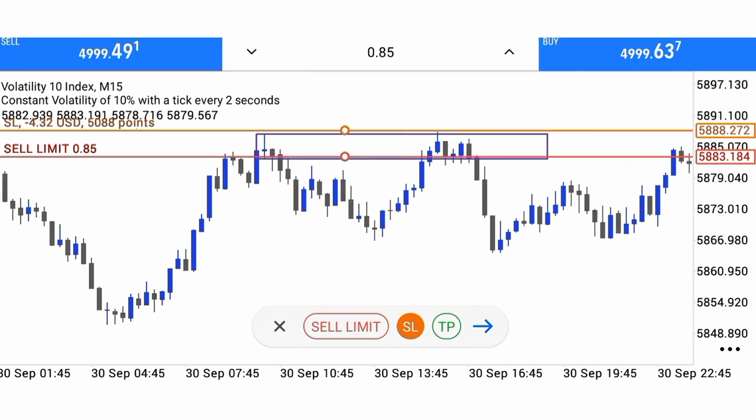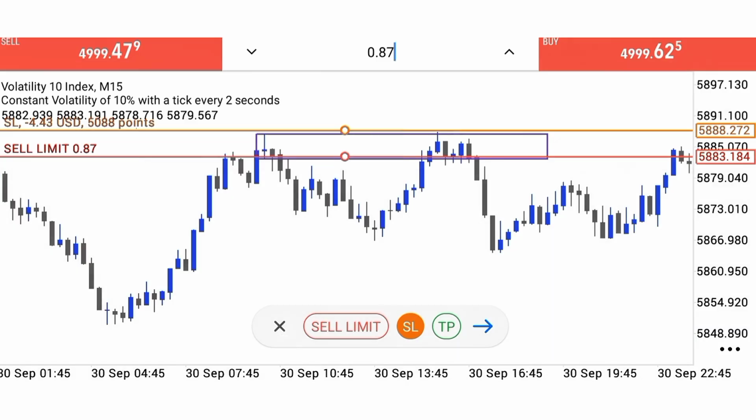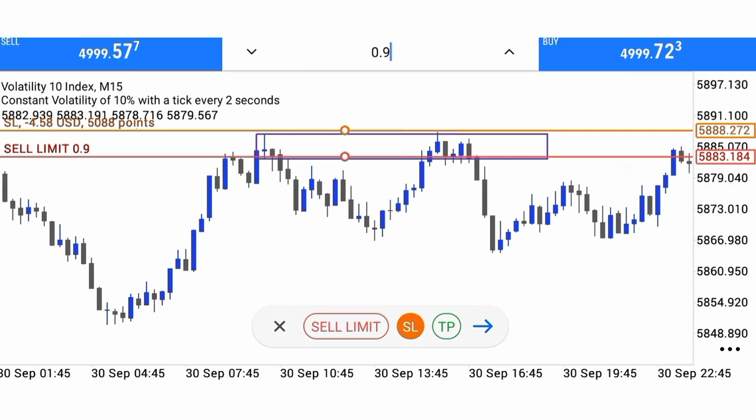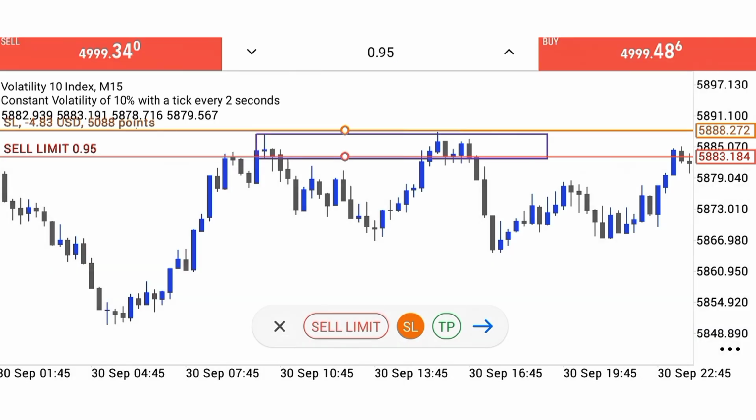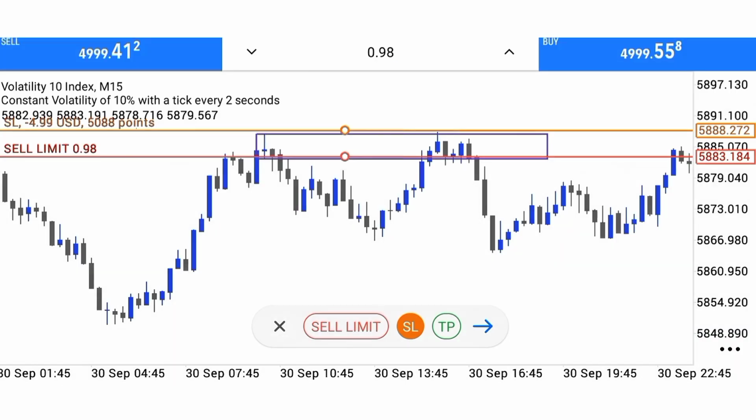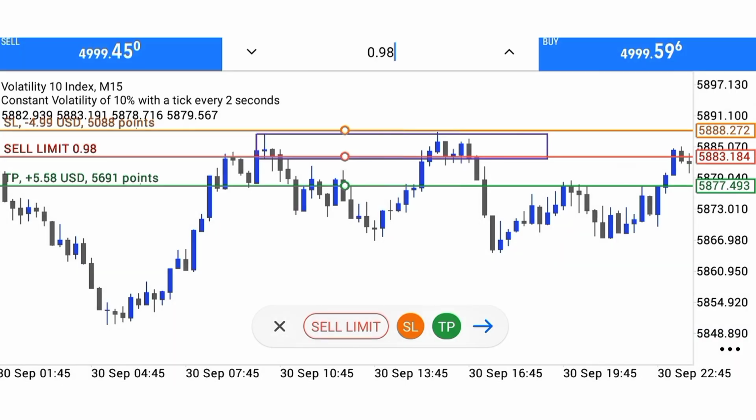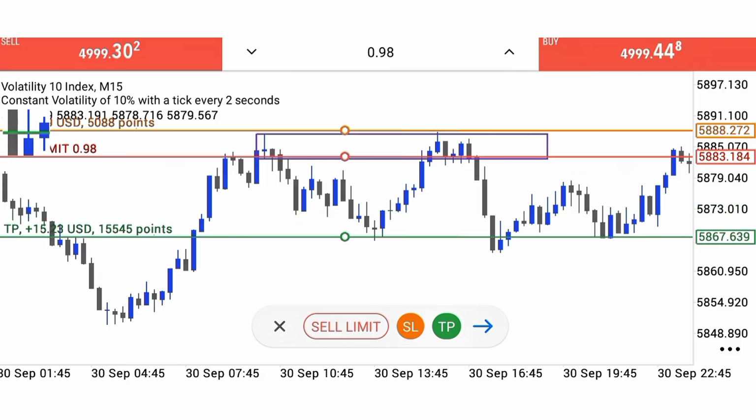Now for me, I would like to increase it a little bit, even if it's a little bit. Let's see if I can get $5. Okay, let me make it 0.9. 0.9 is still not enough. Okay, let's make it 0.95. It's still 4.83. 0.98. Okay, now you have 4.99. So you place your take profit target at this point.